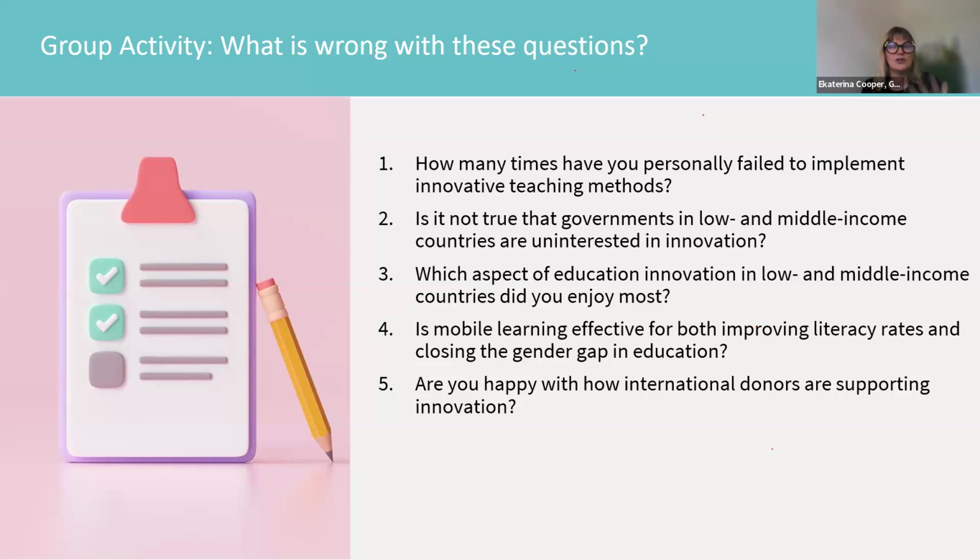Do we like this question? Do we not like this question? Please feel free to jump in. Let's discuss what might be particularly wrong with that question.